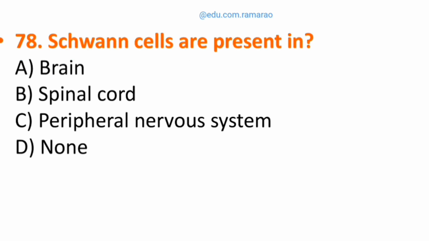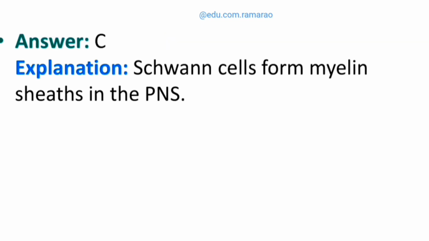The next question. Schwann cells are present in option A brain, option B spinal cord, option C peripheral nervous system, option D none. The correct answer is option C. Schwann cells form myelin sheath in the peripheral nervous system.